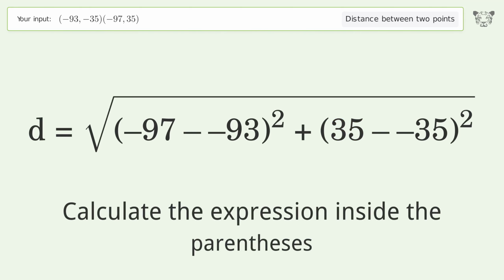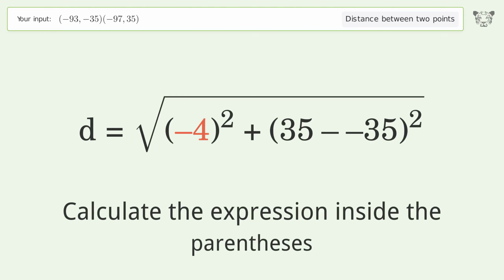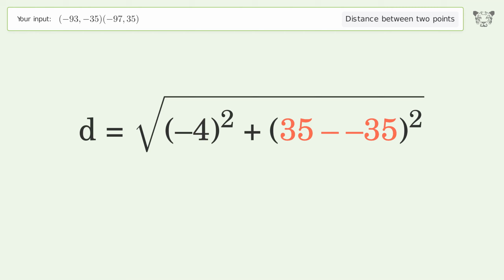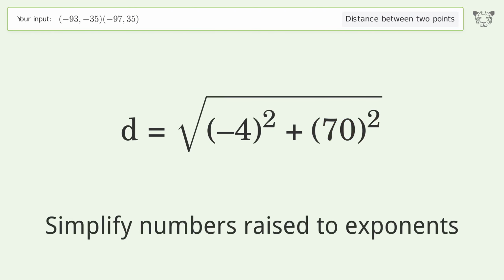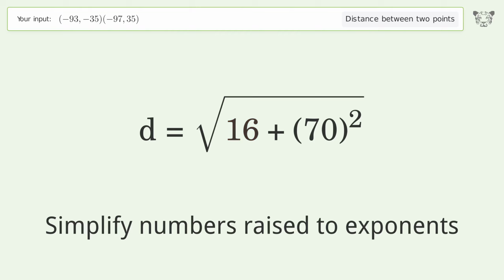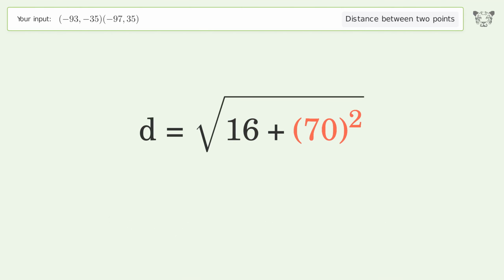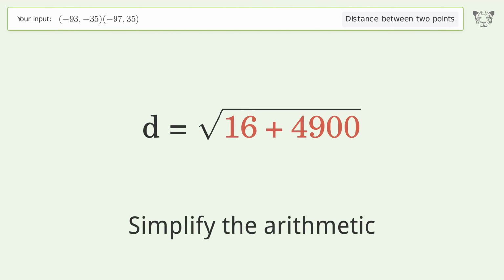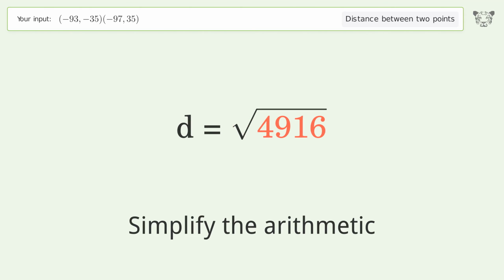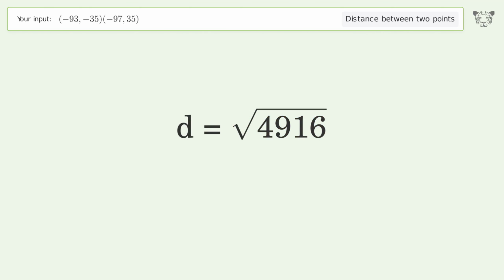Calculate the expression inside the parentheses. Simplify numbers raised to exponents. Simplify the arithmetic. And so the distance between the 2 points is the square root of 4,916, or 70.114.